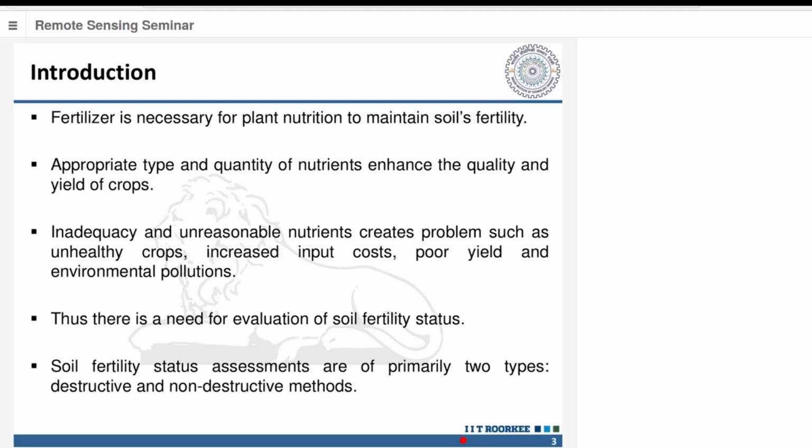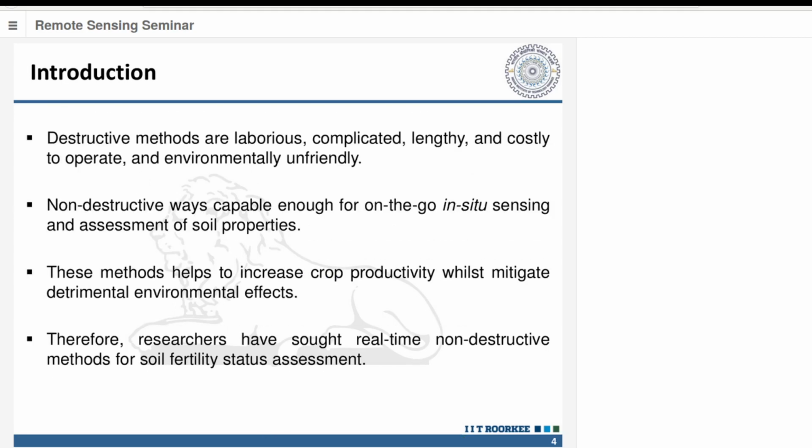So let's start with the introduction. Fertility is necessary for plant nutrition to maintain soil fertility. As we know, the appropriate type and quantity of nutrients enhance the quality, yield, and production. But inadequate and unreasonable nutrients create problems such as unhealthy crops, increased input cost, poor yield, and environmental pollution. Thus there is a need for assessment of the soil fertility status, and there are primarily two types: destructive and non-destructive ways.